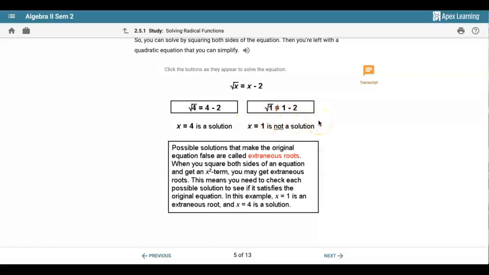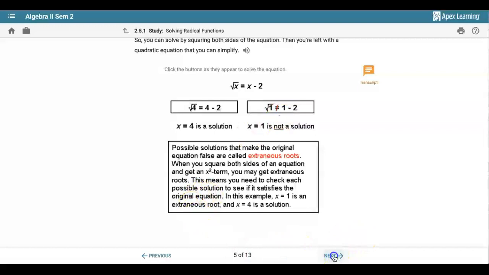And we have a name for these false solutions, and they're called extraneous roots. What these are is extra things that we think might be the right answer, but when we plug them back in, they make our expression or our equation not true. So for example here, we had our two solutions. x equals 4 was a solution. x equals 1 is what we call an extraneous root. It was an extra root that makes our equation not true.